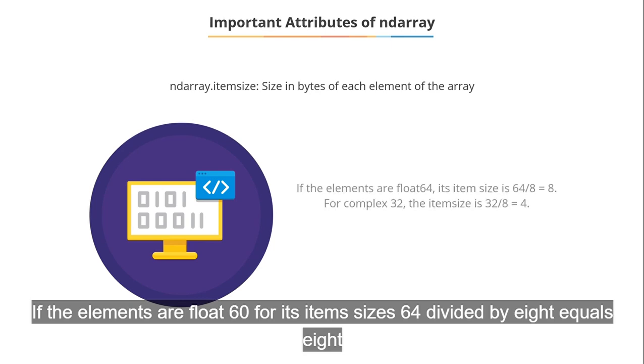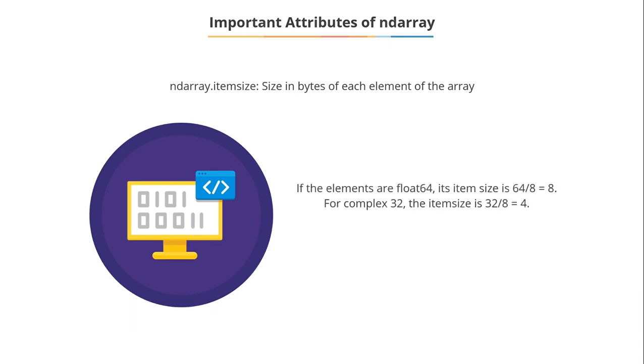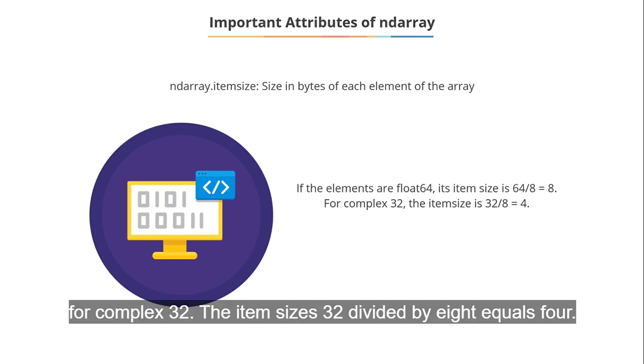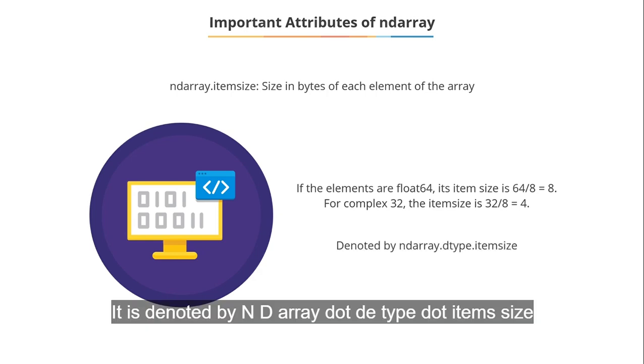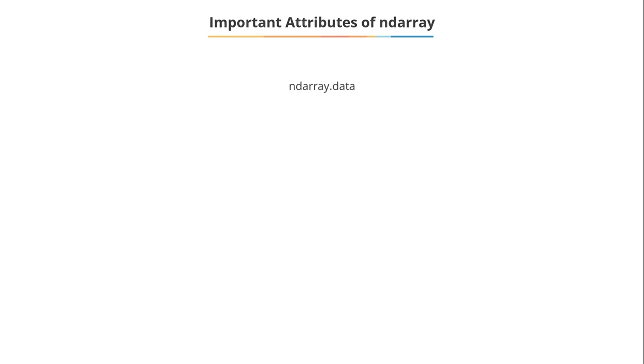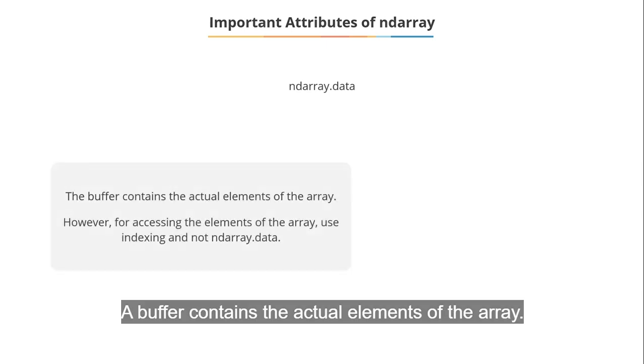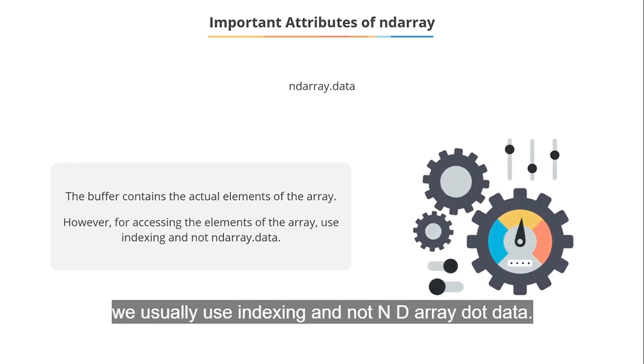If the elements are float64, its item size is 64 divided by 8 equals 8. For complex32, the item size is 32 divided by 8 equals 4. It is denoted by ndarray.dtype.itemsize. ndarray.data: the buffer contains the actual elements of the array. However, for accessing the elements of the array, we usually use indexing and not ndarray.data.